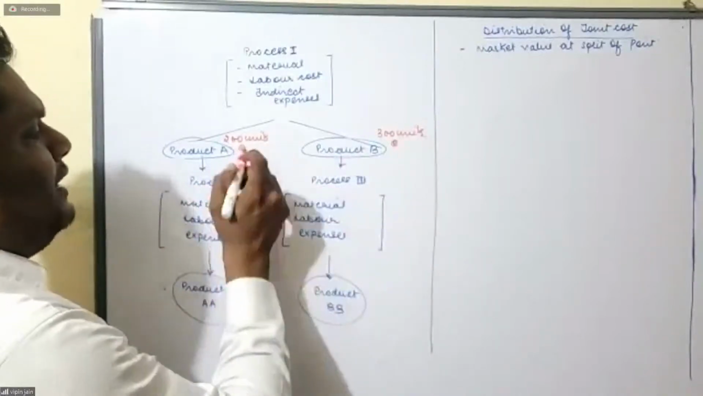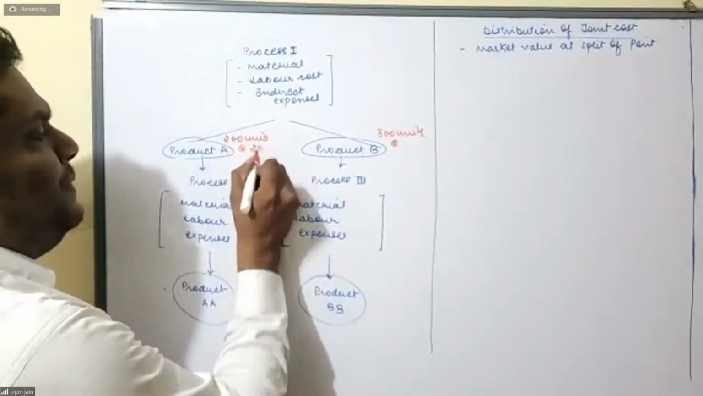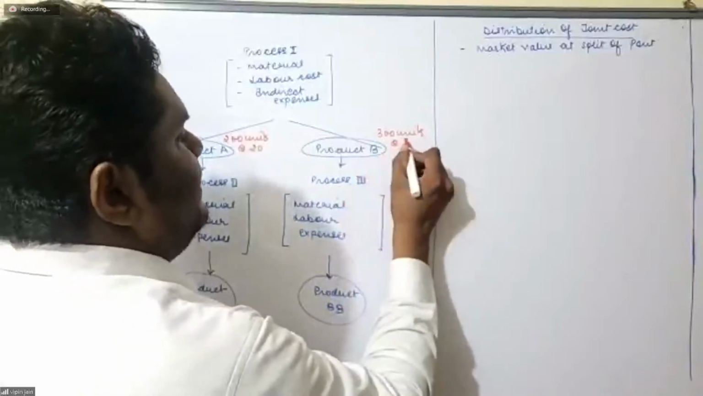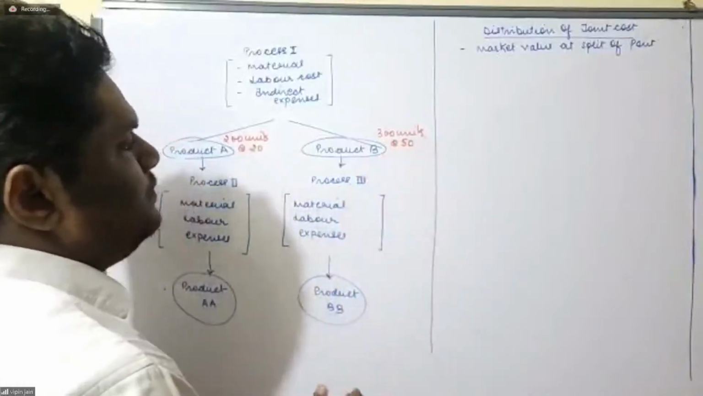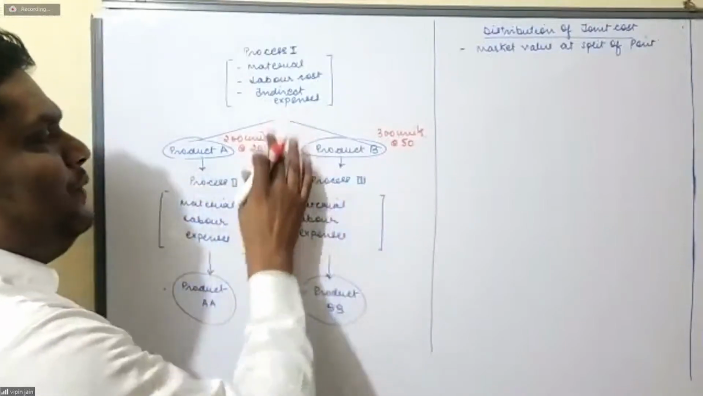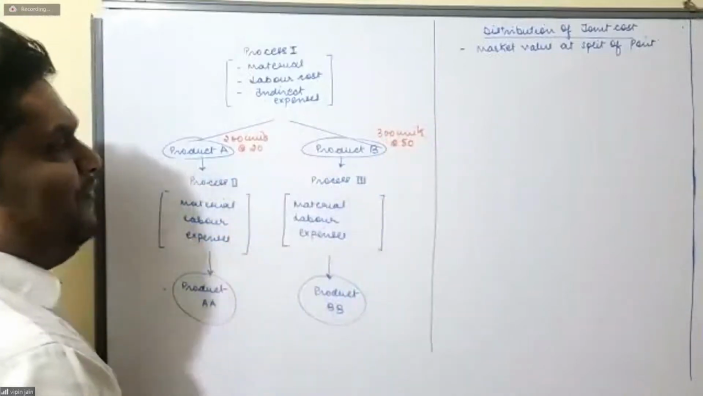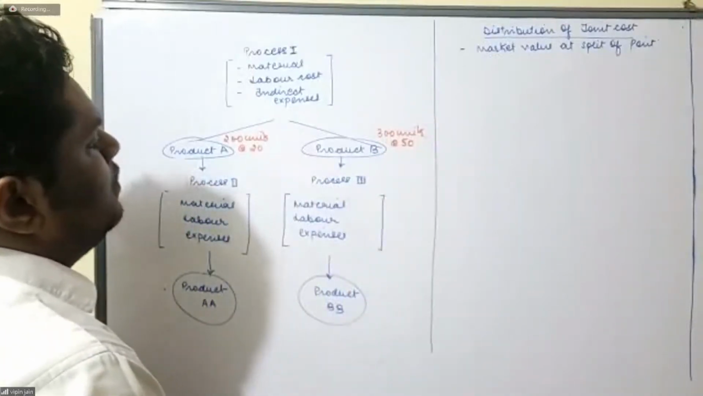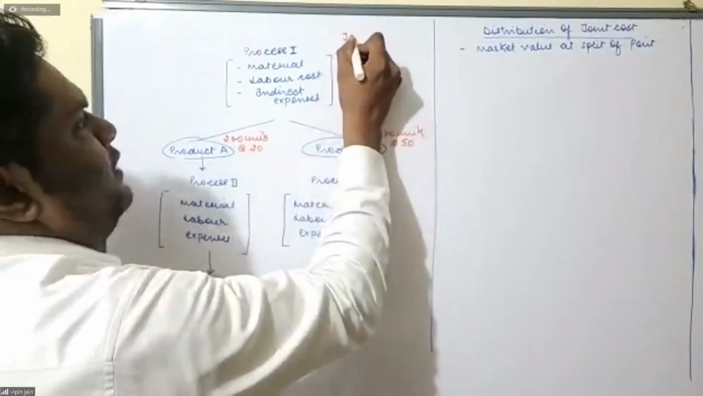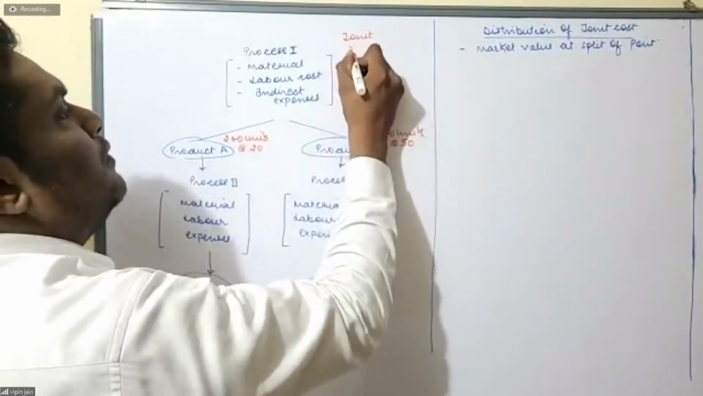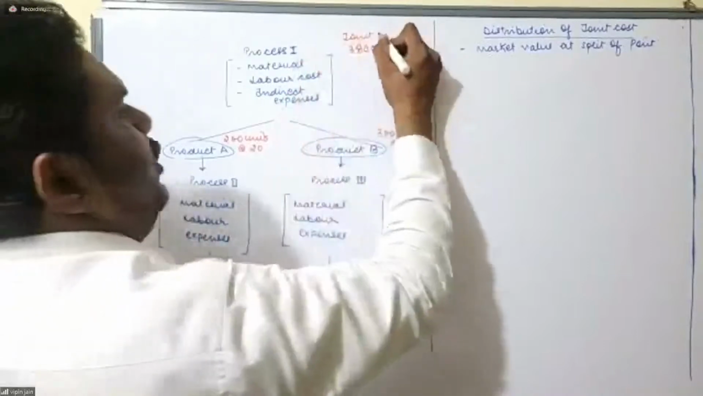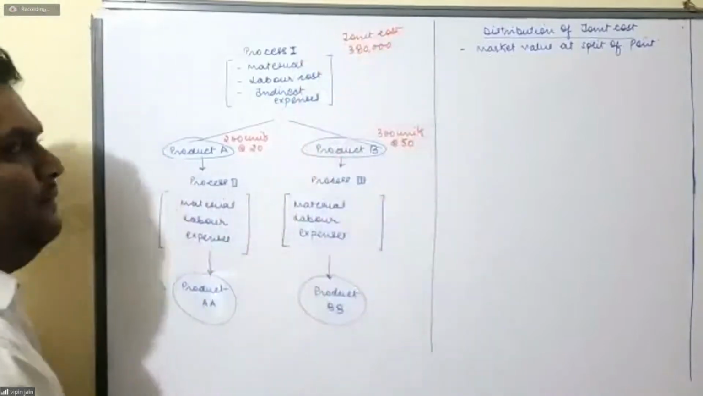Let's say product A is sold at the rate ₹20, and let's say product B is sold at the rate ₹50. Product A is sold at the rate 20 and product B can be sold at the rate 50. Now further, let's say my joint cost is 3,80,000.